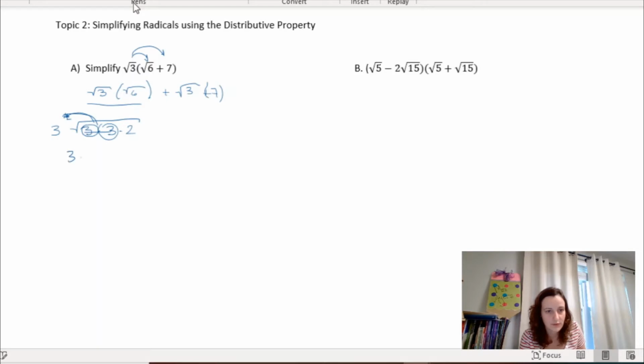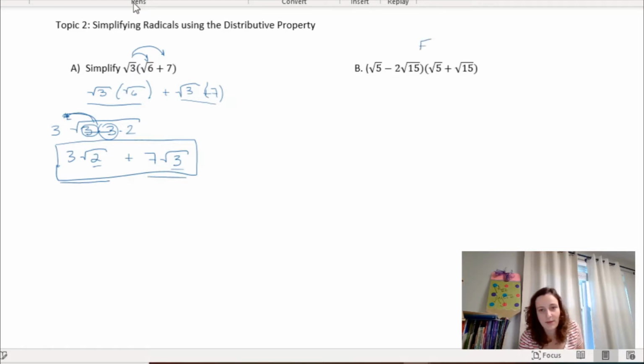So this is 3 square roots of 2 plus, now I have square root of 3 times 7, so 7 square roots of 3. Okay, and I can't do anything else here. This is the most simplified that this will ever be, because I cannot simplify the square root of 2 any further, and I cannot simplify the square root of 3 any further. Therefore, the answer is 3 square roots of 2 plus 7 square roots of 3.